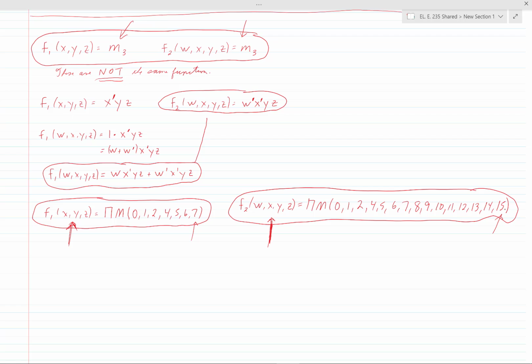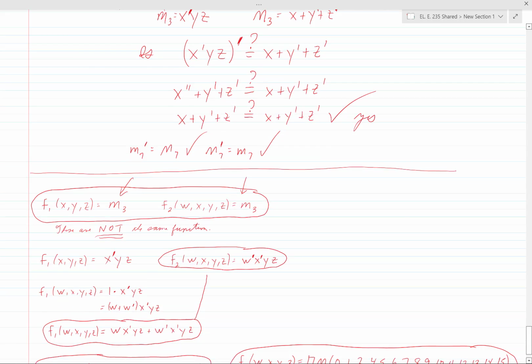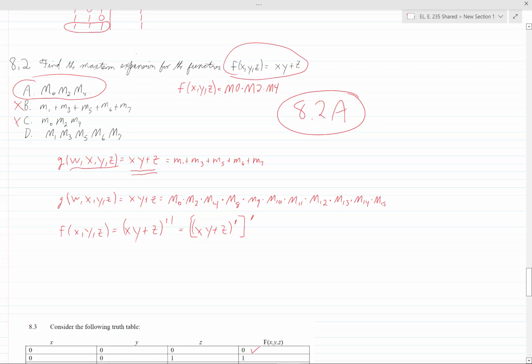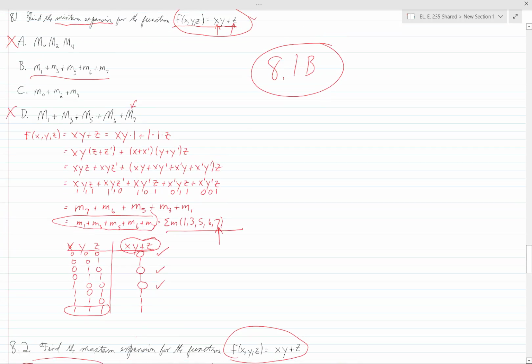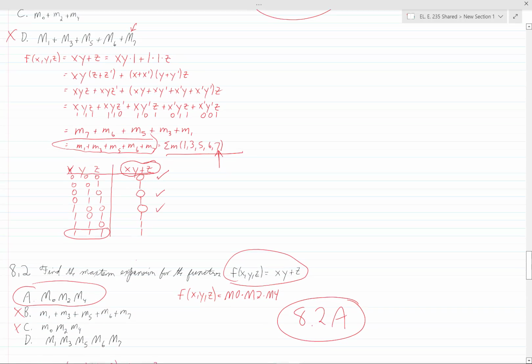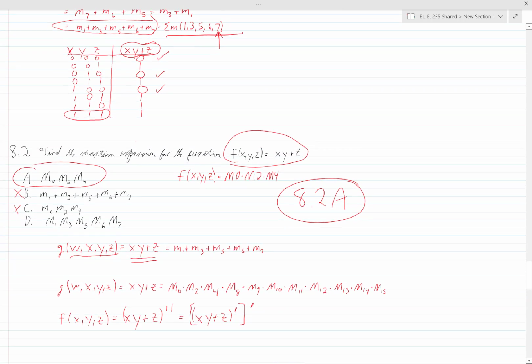So now let's look at this problem from the lecture today, this tricky problem, and we can see where the error was and what needs to be done to correct it. The problem that was referred to as being tricky, let me just refresh your memory: in problem one, we dealt with the function f of X, Y, Z equals XY or Z, right up here. And we found out that the minterm expansion for that was this. Okay. Now, when we got to this tricky problem, we said, suppose that g of W, X, Y, Z is equal to XY or Z.